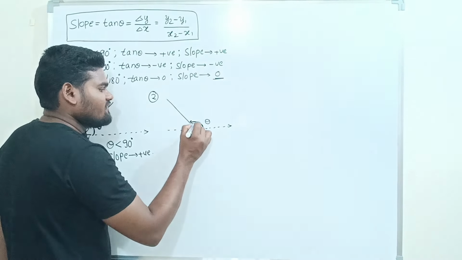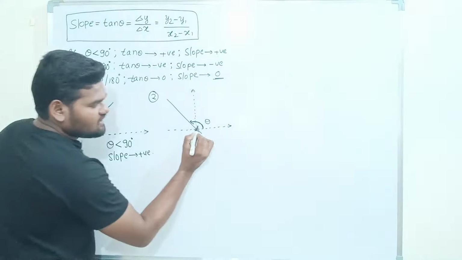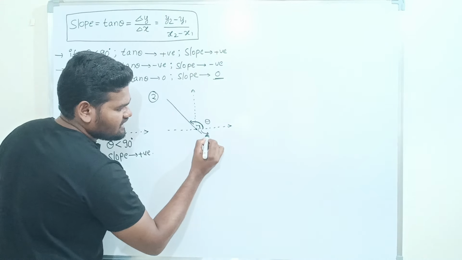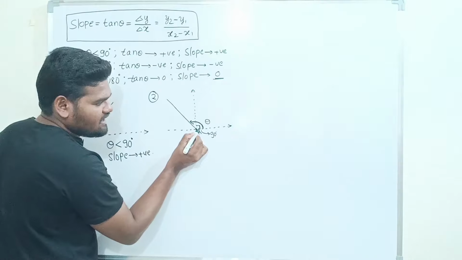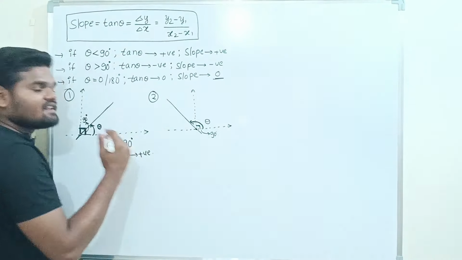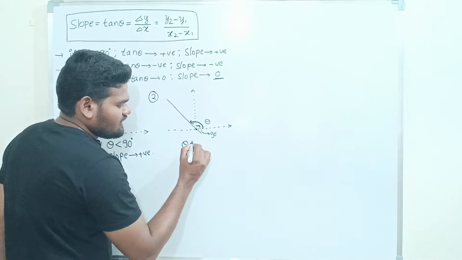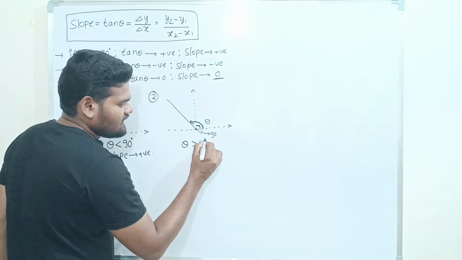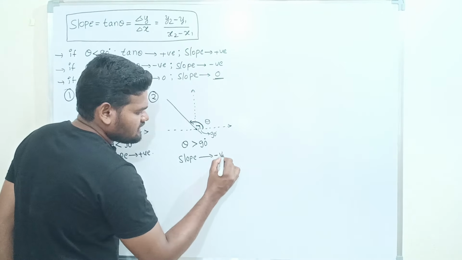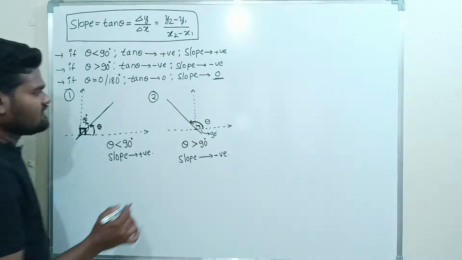From this point draw one vertical line. It gives what? Y-axis. Now the angle between x and y-axis are how much? 90 degrees. So from here to here only 90 degrees. And theta is greater than 90 degrees. Here theta is more than 90 degrees, right? Then the slope is negative. Is it clear? Right.